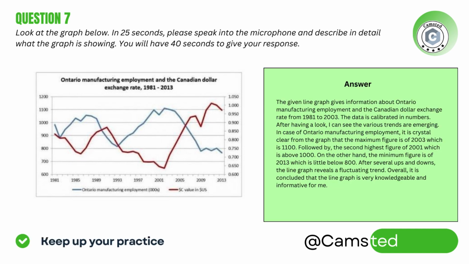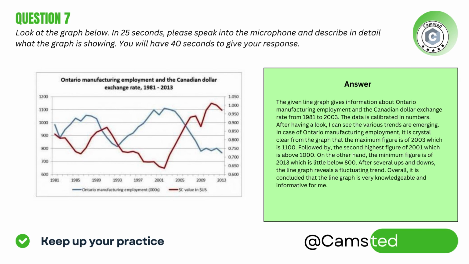The given line graph gives information about Ontario manufacturing employment and the Canadian dollar exchange rate from 1981 to 2003. The data is calibrated in numbers. After having a look, I can see the various trends are emerging. In case of Ontario manufacturing employment, it is crystal clear from the graph that the maximum figure is of 2003, which is 1100. Followed by the second highest figure of 2001, which is above 1000.